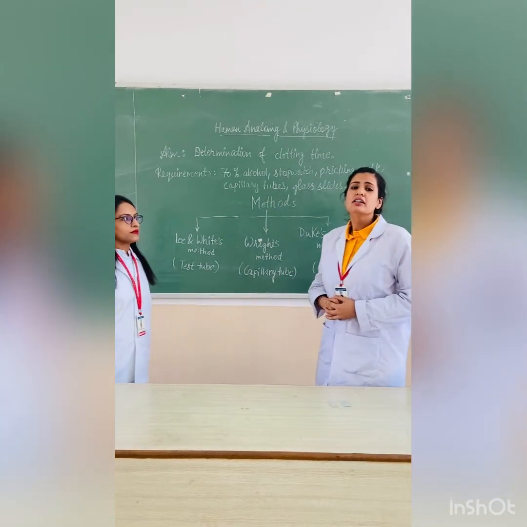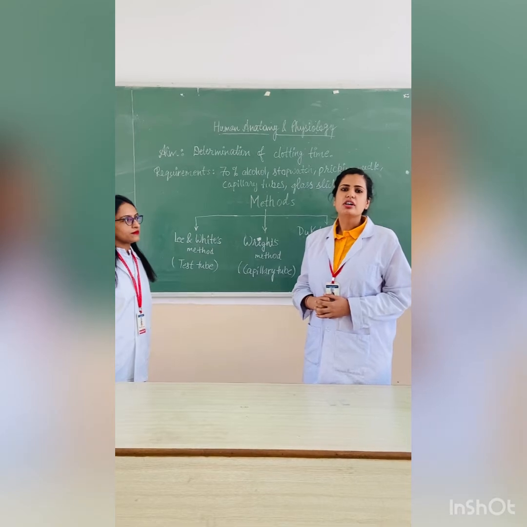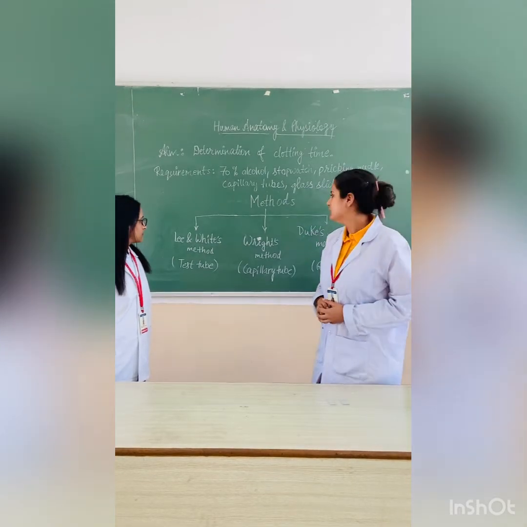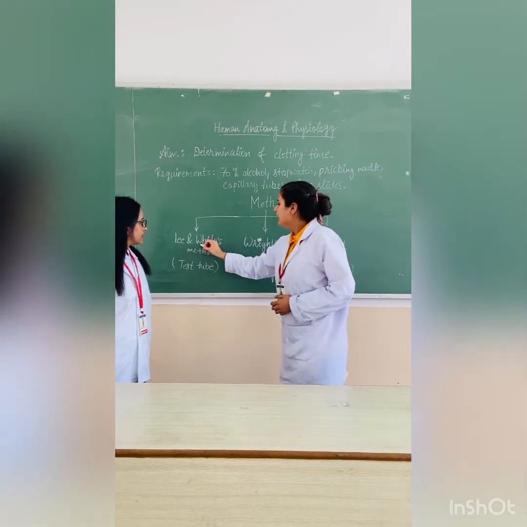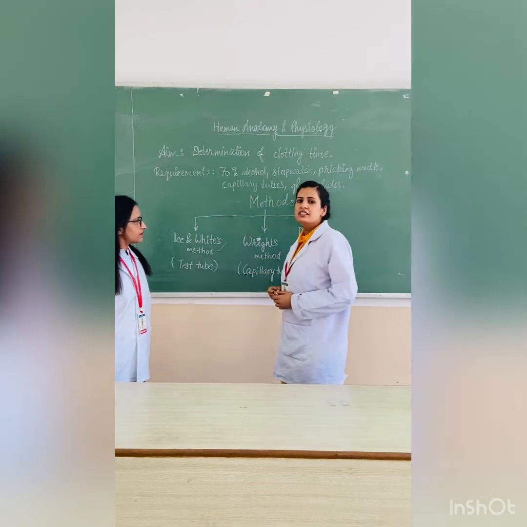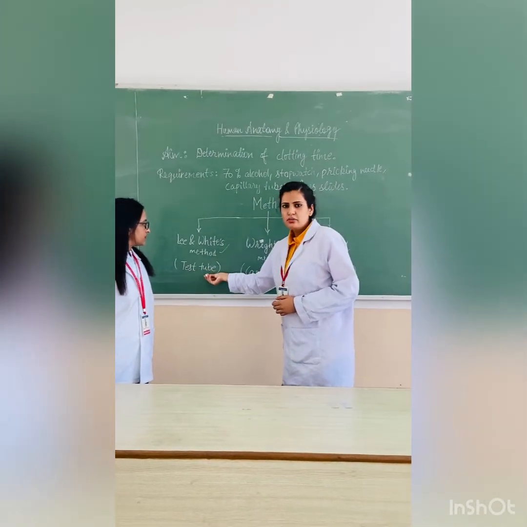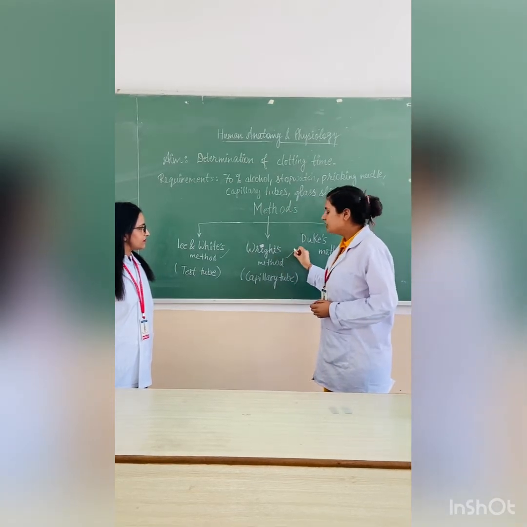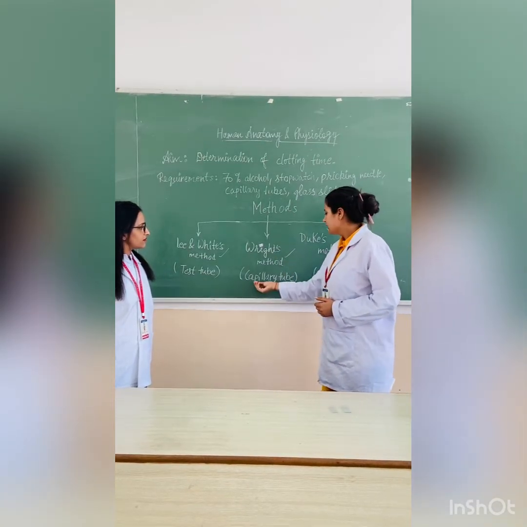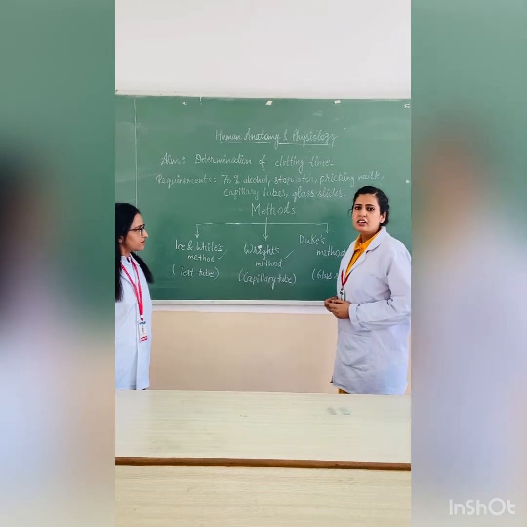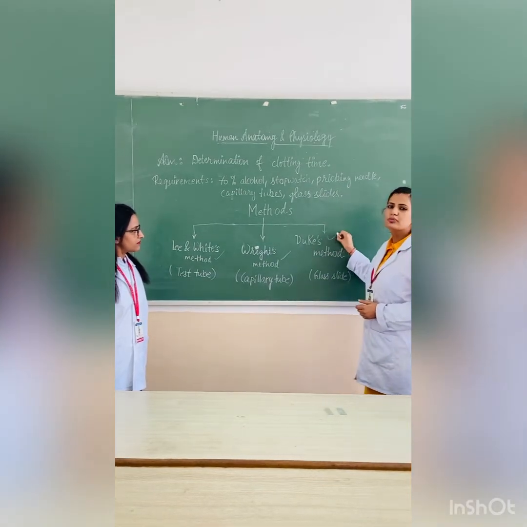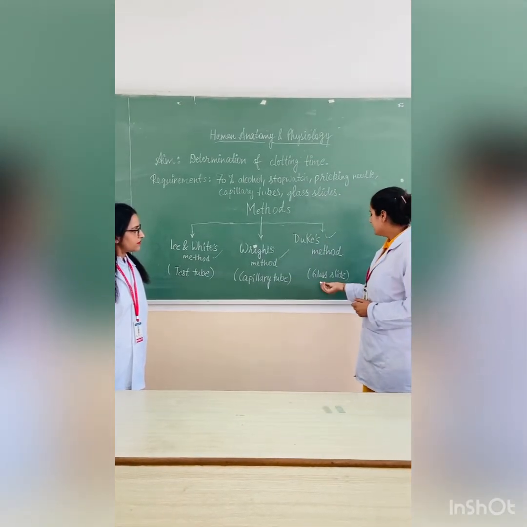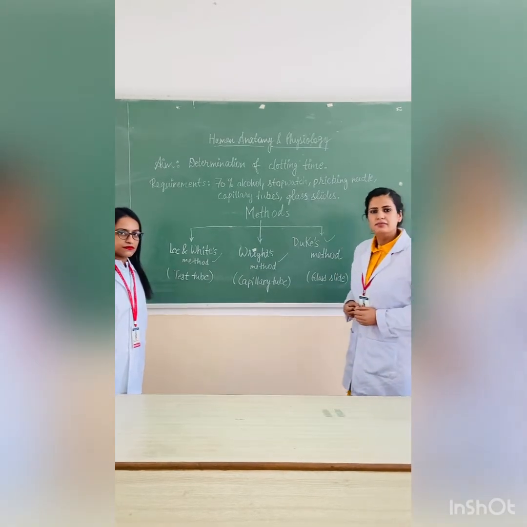There are three methods by which the clotting time can be determined. These are Lee and White's method, in which we will need the test tube. The second method is Wright's method, for which we will need the capillary tube, and the third method is Duke's method, for which we will need the glass slides.